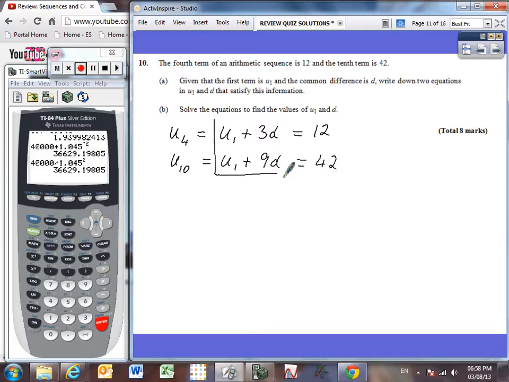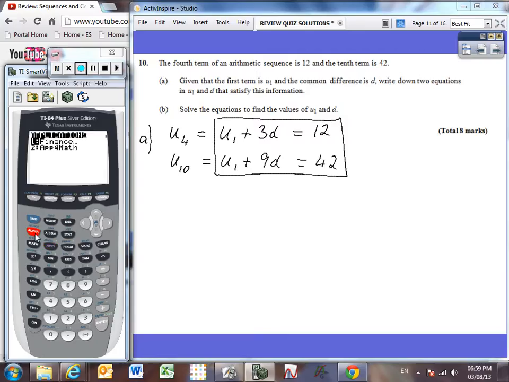Now if we solve this system of two equations with two unknowns, we're going to end up finding the values of U1 and D. This boxed thing is already the answer to part A. We've written down two equations in U1 and D that satisfy the information. Now we need to solve the equations, and the best way of doing this is with Polysumilt.